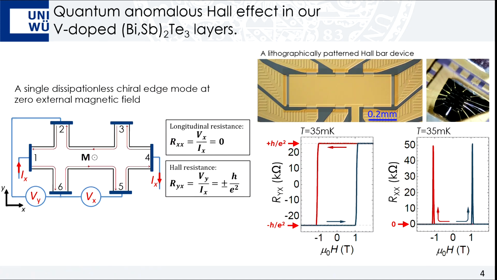Yeah, so if you grow such a layer, you pattern it into a transport device, you cool it to low enough temperature, this is 35 millikelvins, you find that the Hall resistance nicely quantizes to plus minus h over e squared, and it traces this rectangular shaped hysteresis loop. This is measured as a function of perpendicular magnetic field. And longitudinal resistance vanishes with the exception of these Shubnikov-de Haas peaks at the coercive field when the magnetization flips direction.